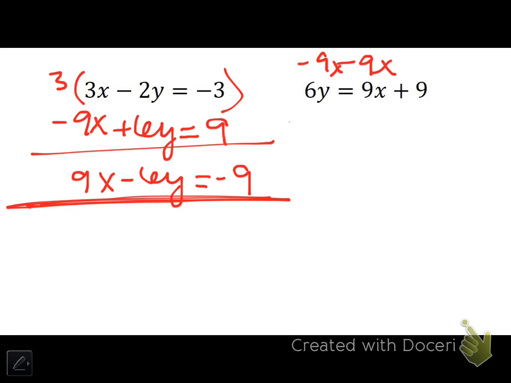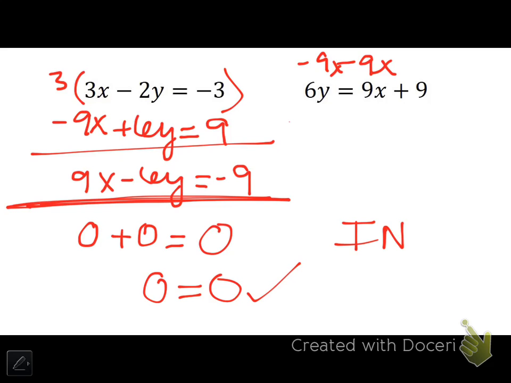If we added down, negative 9x plus 9x is 0, 6y plus negative 6y is 0, 9 plus negative 9 is 0. Well, does 0 equal 0? Yes, it does. So I have an infinite number of solutions. That means that line sits on top of each other. Both of those lines sit on top of each other. Multiple points that would work.